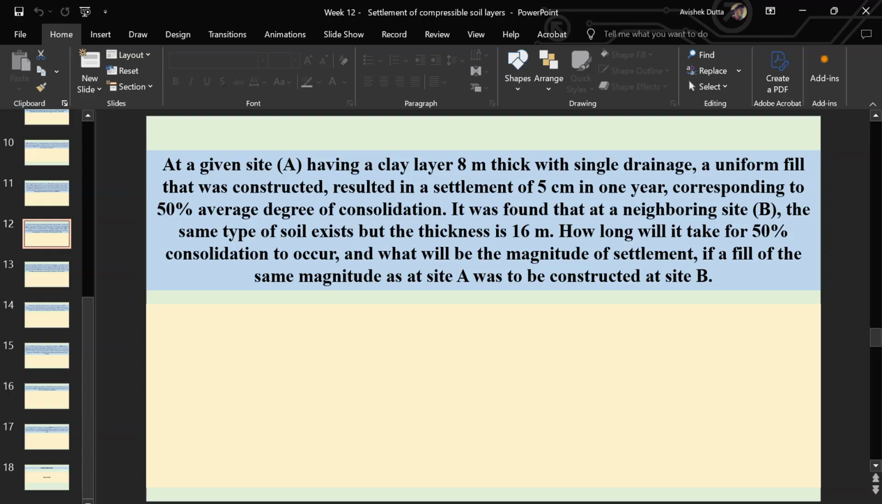I repeat the question. At a given site A having a clay layer 8 meter thick with single drainage, a uniform fill that was constructed resulted in a settlement of 5 centimeter in 1 year, corresponding to 50% average degree of consolidation. It was found that at a neighboring site B, the same type of soil exists, but the thickness is 16 meter. How long will it take for 50% consolidation to occur, and what will be the magnitude of settlement if a fill of the same magnitude as at site A was to be constructed at site B?